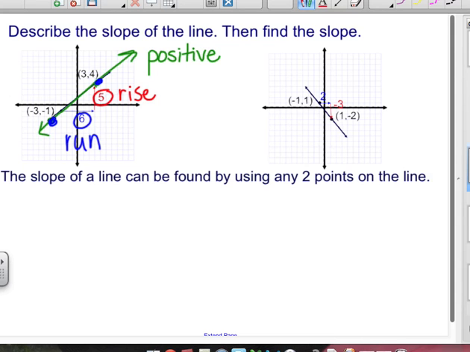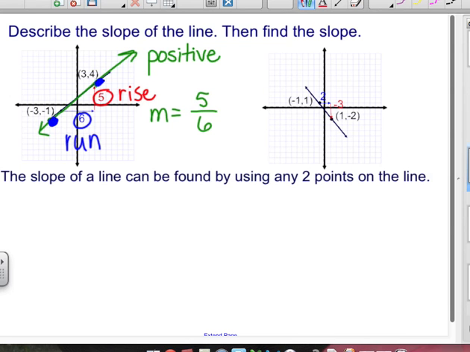That's the rise, up 5. Go back from my original point to my new point. How far did I go side to side to get from my original point to my new point? I had to go over 6, so the run is 6. So the slope, otherwise known as M, rise over run, is up 5 over 6. And since both numbers are positive, I do in fact have a positive slope.